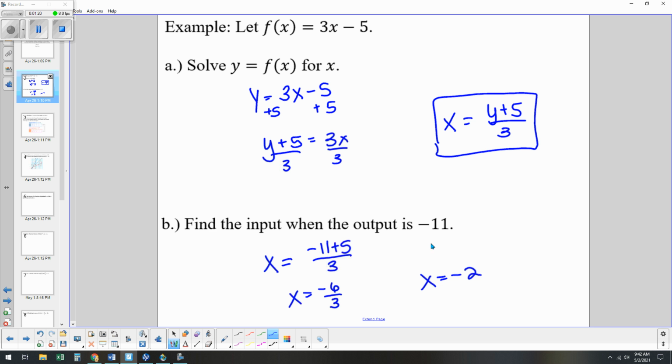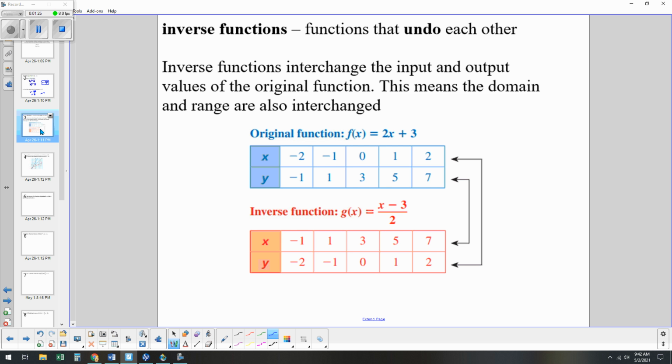This has a little bit to do with what we're going to talk about today, which are inverses. And inverse functions are functions that undo each other. So they change the input and the output from the original. It flips. So if my original function had an input of negative 2, negative 1, 0, 1, 2, the inverse function would have an output of negative 2, negative 1, 0, 1, 2. And then if the original had a range or an output of negative 1, 1, 3, 5, 7, the inverse would now have a domain or input of negative 1, 1, 3, 5, 7. So it flips the domain and range.